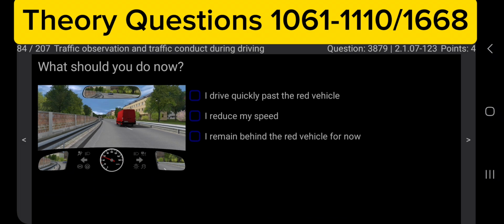I drive quickly past the red vehicle. I remain behind the red vehicle for now.